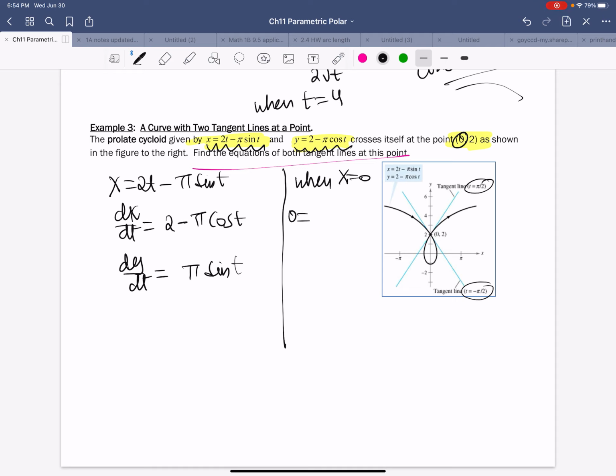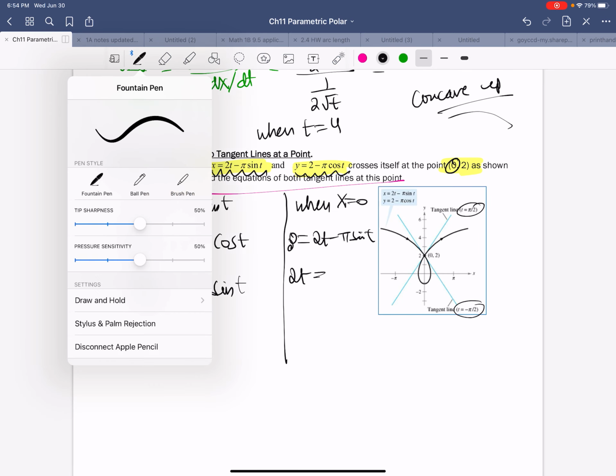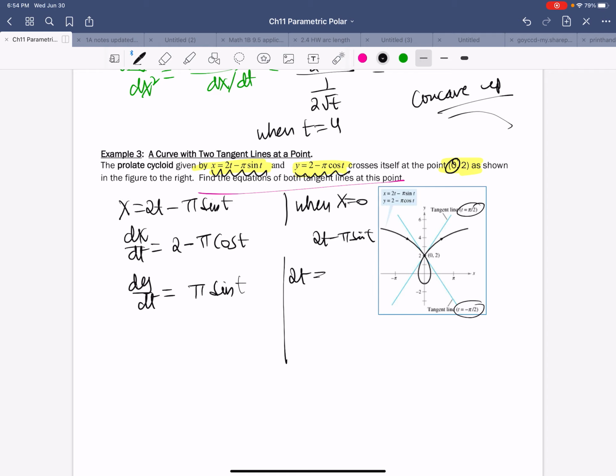So when x is 0, let's plug in: 0 is equal to 2t minus pi sine t, which gives me 2t is equal to pi sine t. So 2t over pi is equal to sine t. This gives me t is equal to 0. We also need to do it from the y side here.